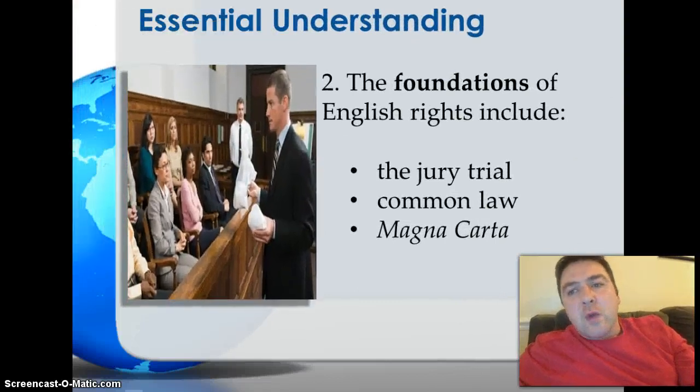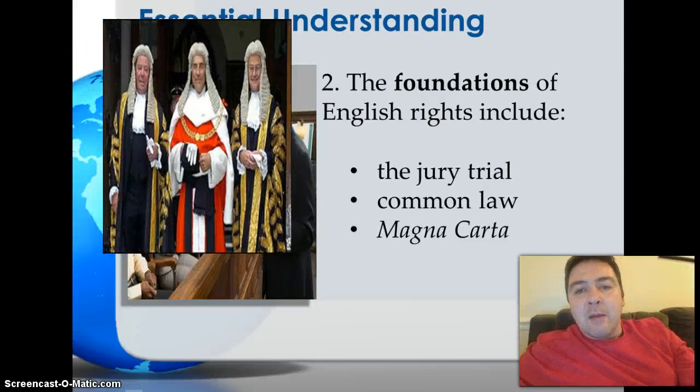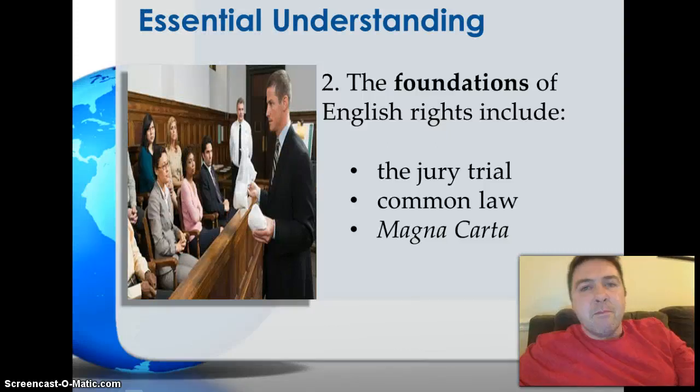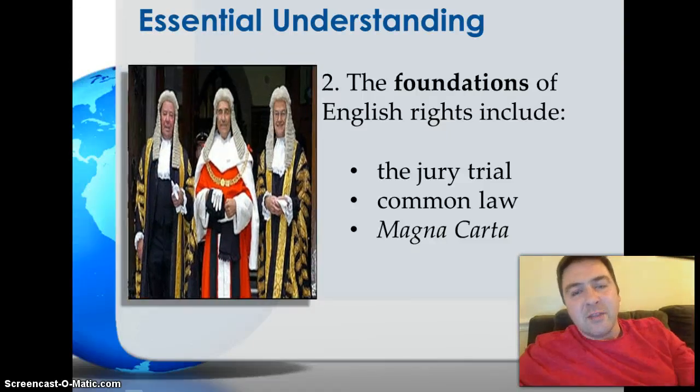These English rights, they're foundations, and by foundations, we really mean the base, just like a foundation of a house is the base on which it sits. The foundations of these English rights include things like jury trials. We see here in the pictures, again, you might be familiar from movies and TV shows. Common law is something that comes from England. And without getting too much into government class here, common law is a system of laws that's really based on the decision of judges, as opposed to written laws.